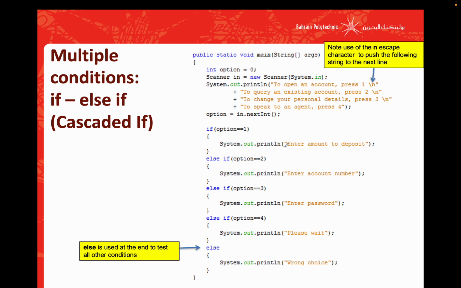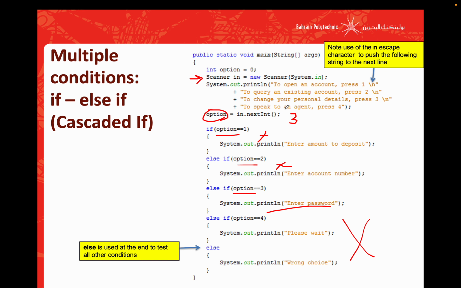This is what cascaded if looks like in code. For example, let's say you're taking input from the user, and the user gave you the input 3. The 3 value is stored in option here. So now you're going to check, is option 1? No, so it will skip this one. Is option 2? No, again it will skip this one. And is option 3? Yes, so it will print enter password, and then it will skip everything after this.